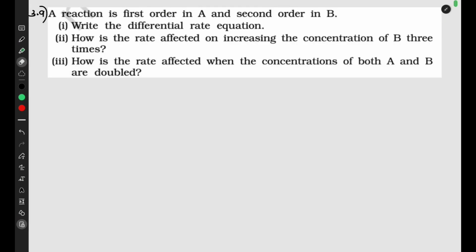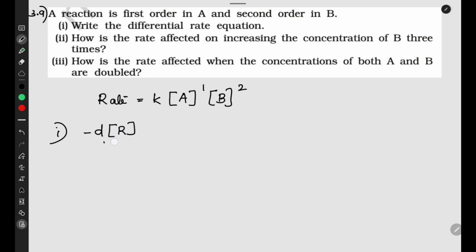A reaction is first order in A and second order in B. So let us write the equation. Rate equal to K into concentration of A raised to 1 into B raised to 2. Now we have to write the differential rate equation. So minus dr by dt is equal to K into concentration of A raised to 1 into B raised to 2.